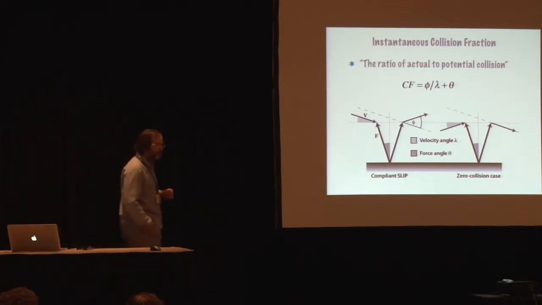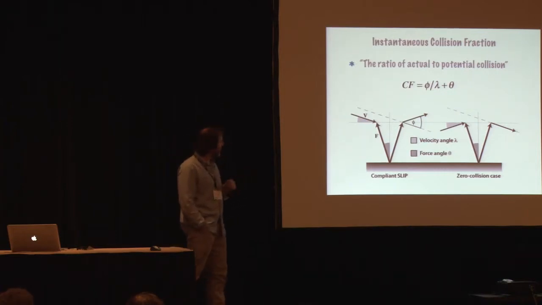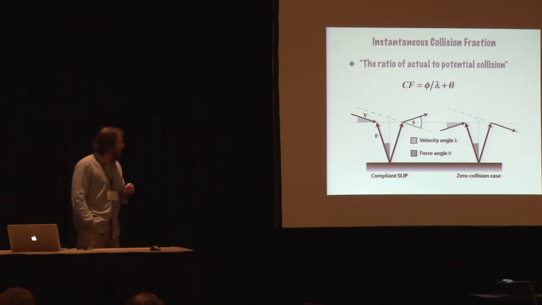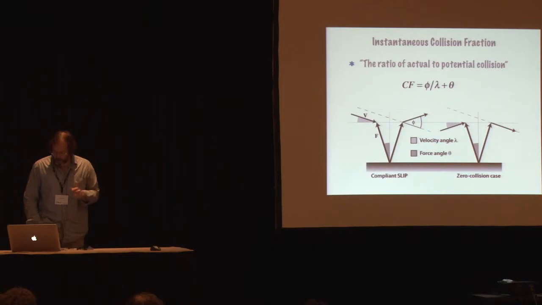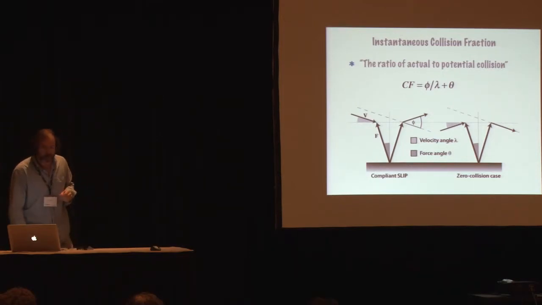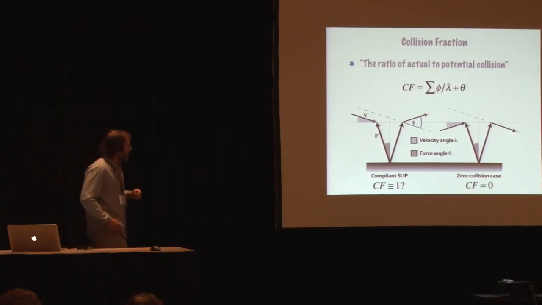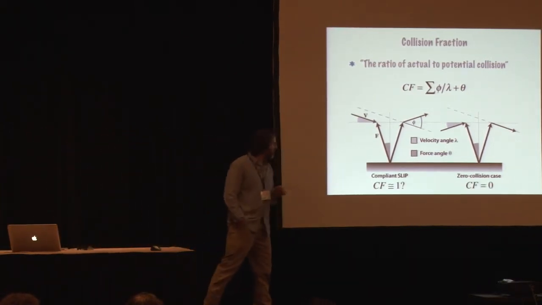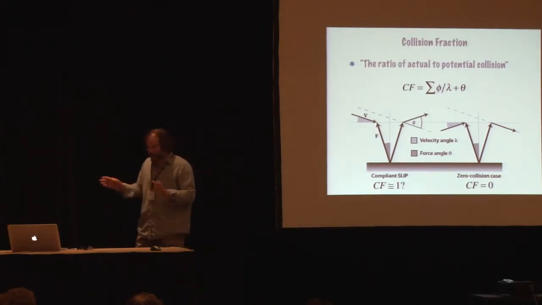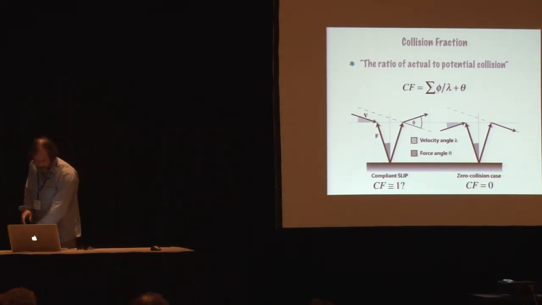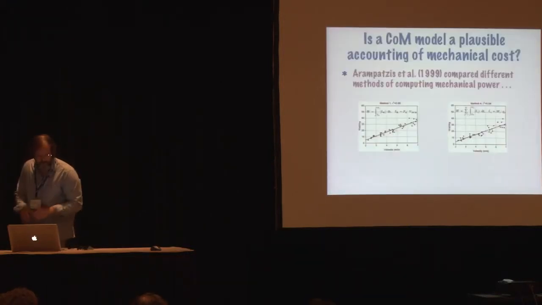If it were an idealized SLIP, which as I've mentioned is sort of a cartoon drawn by Tom McMahon, that type of SLIP would have a collision fraction over the stride of 1. So those are sort of associations, but not necessarily tied to this approach, which is a general way to analyze any stride.